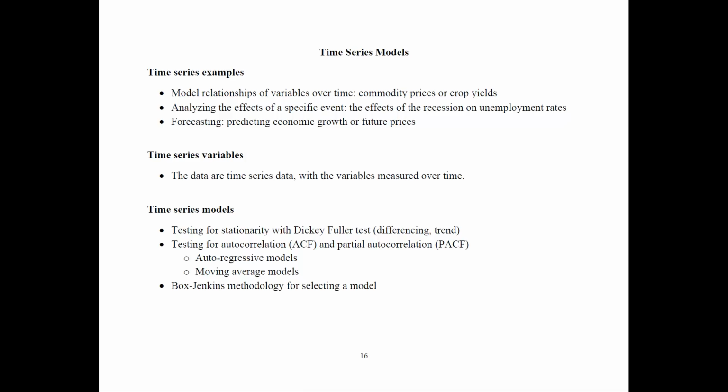In those videos, we will talk about testing for stationarity using the Dickey-Fuller test, and we will talk about how to deal with data that's non-stationary, including differencing and trend removal. And then we can test for autocorrelation with the ACF and partial autocorrelation with the PACF functions. And we will talk about the autoregressive models and the moving average models that we can use to correct for these types of autocorrelation. And I will also describe the Box-Jenkins methodology for selecting a model.